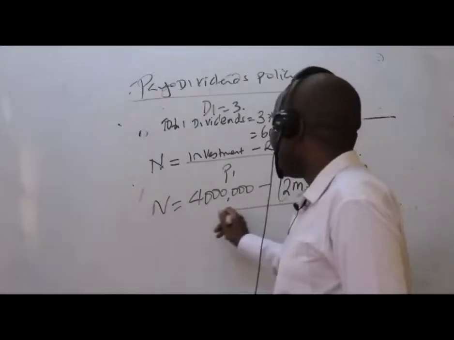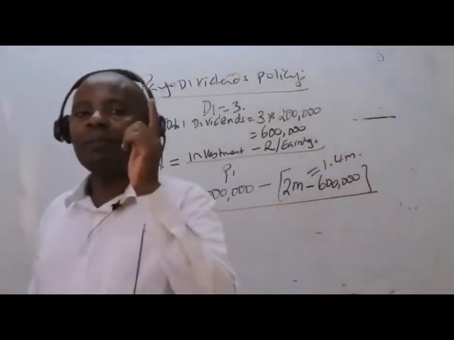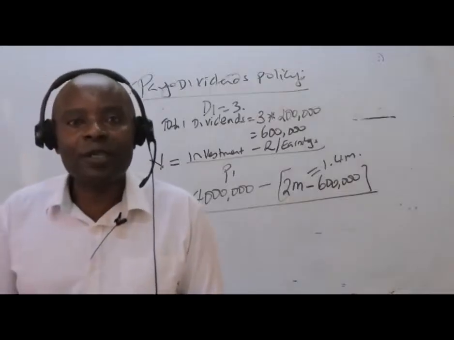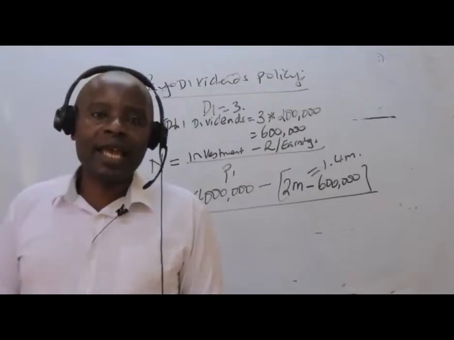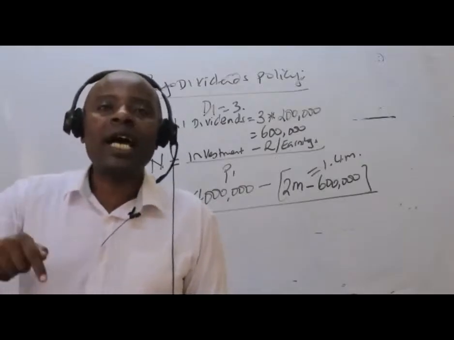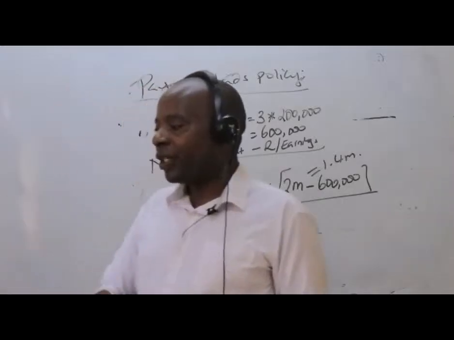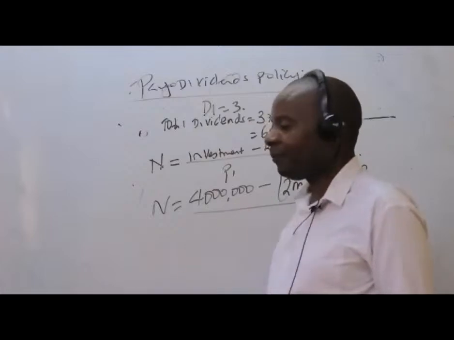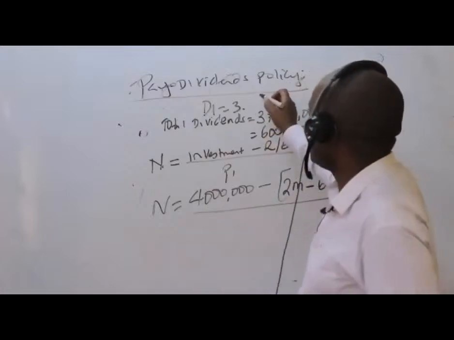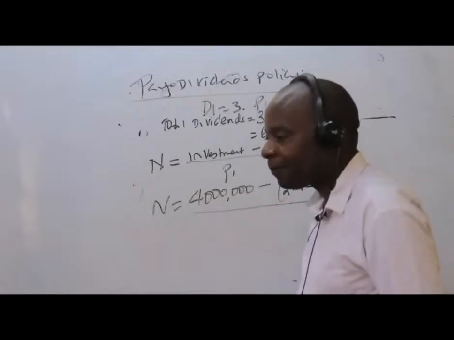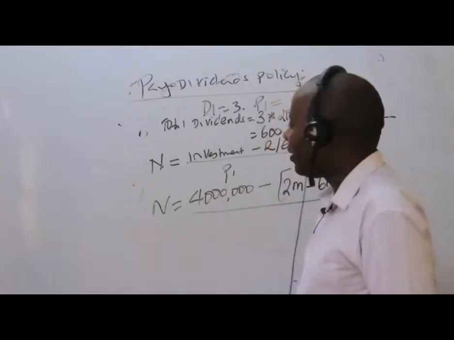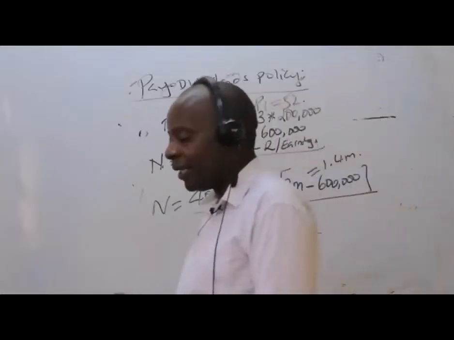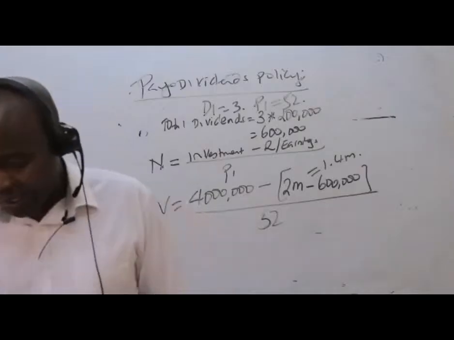Come here and divide, ladies and gentlemen, this by the price at the end of year 1, should we decide to pay dividends. What was the price? Somebody remind me this. Remember, if we decide to pay dividends, already we had gotten some price. Lokai and Peter are telling me 52. Should we decide to pay dividends, then 52 is the price which will be applicable.